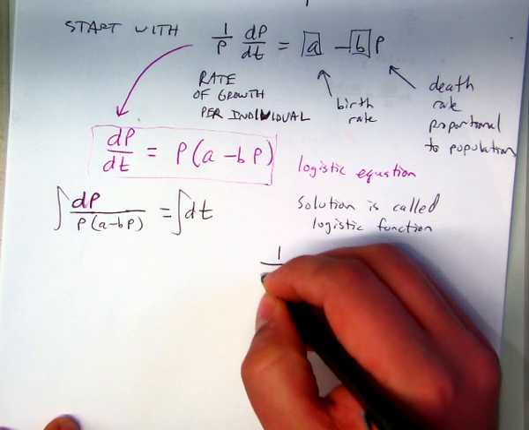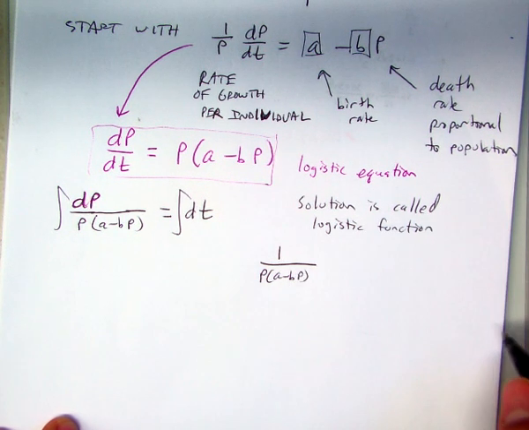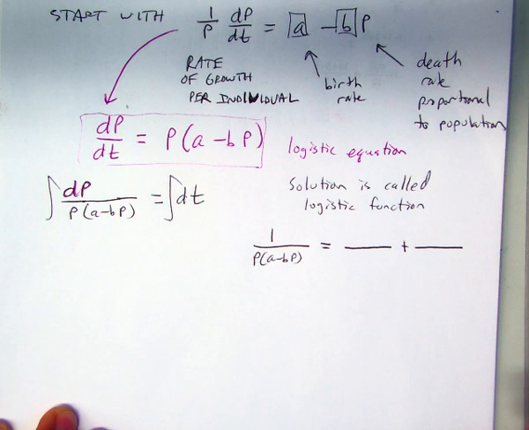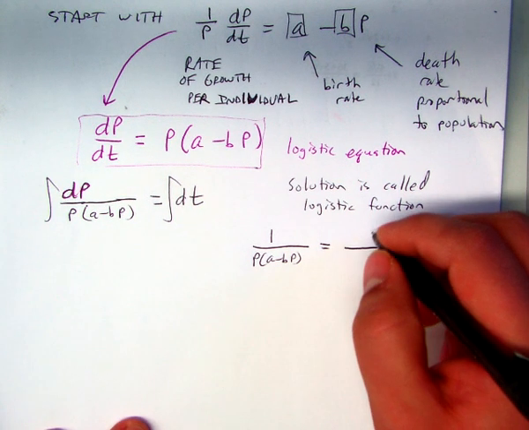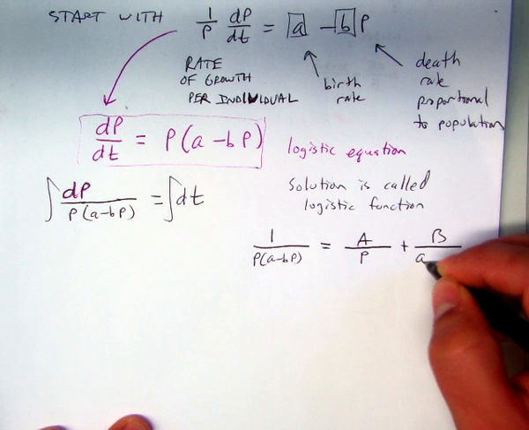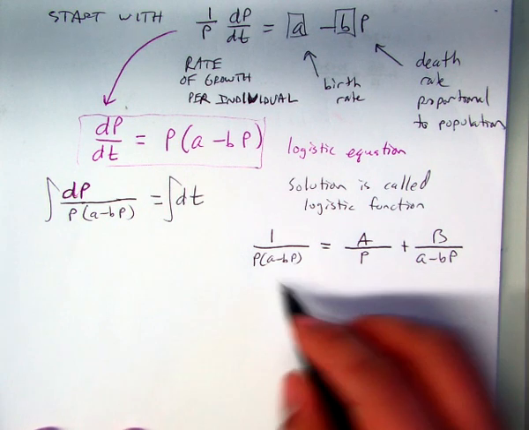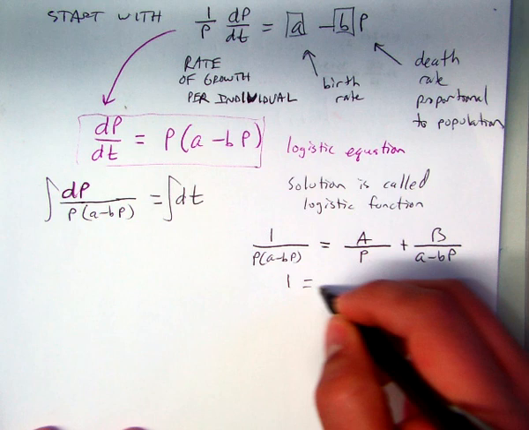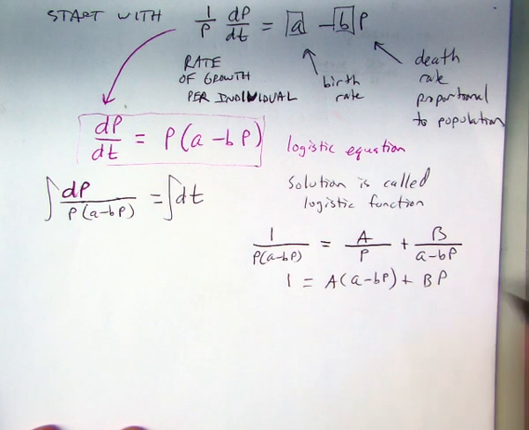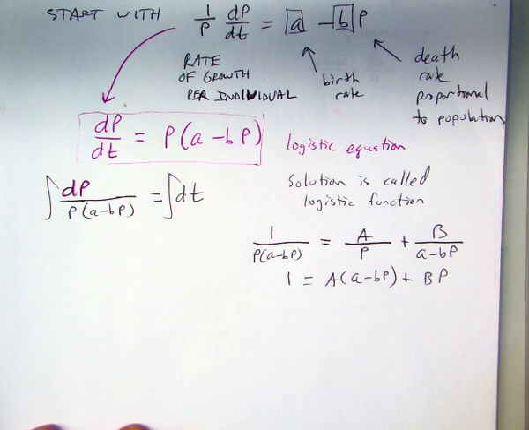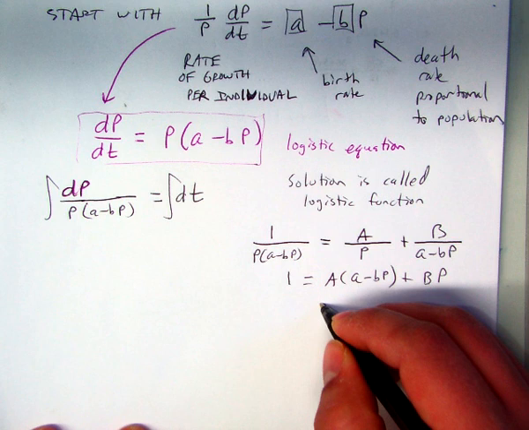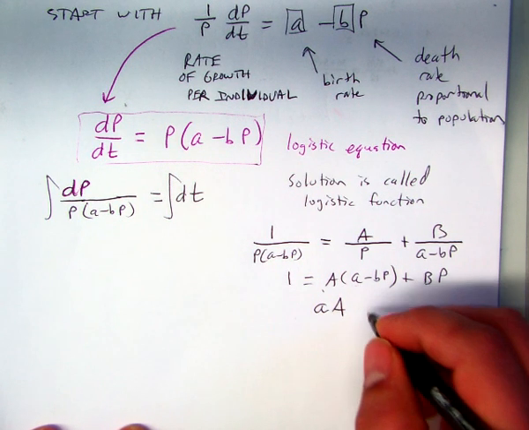So let's look at 1 over p times a minus bp. What would the decomposition look like? So I'll use capital A. Okay. So then multiplying through by the denominator on the left, we get 1 equals A times little a minus little bp plus big B times p. And if we compare coefficients, we get that, I'll do little a, so this is the constant term, that has to equal 1.